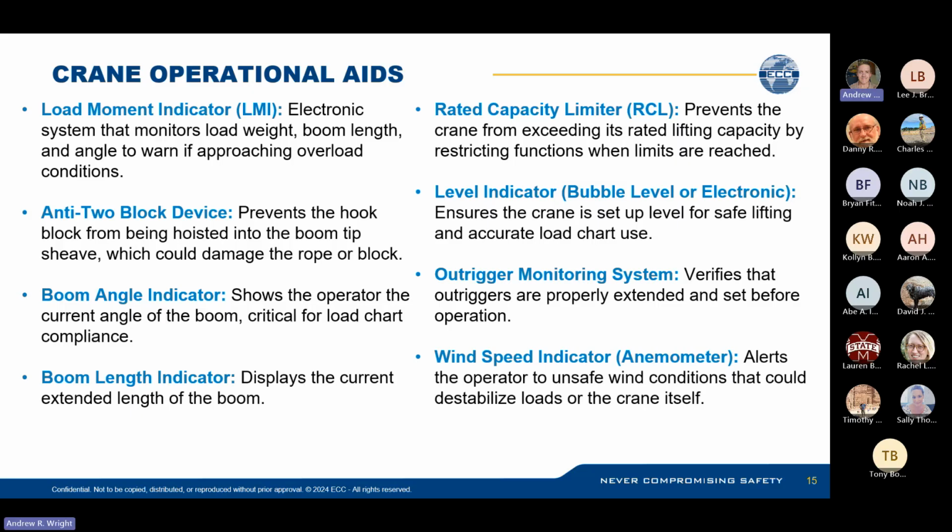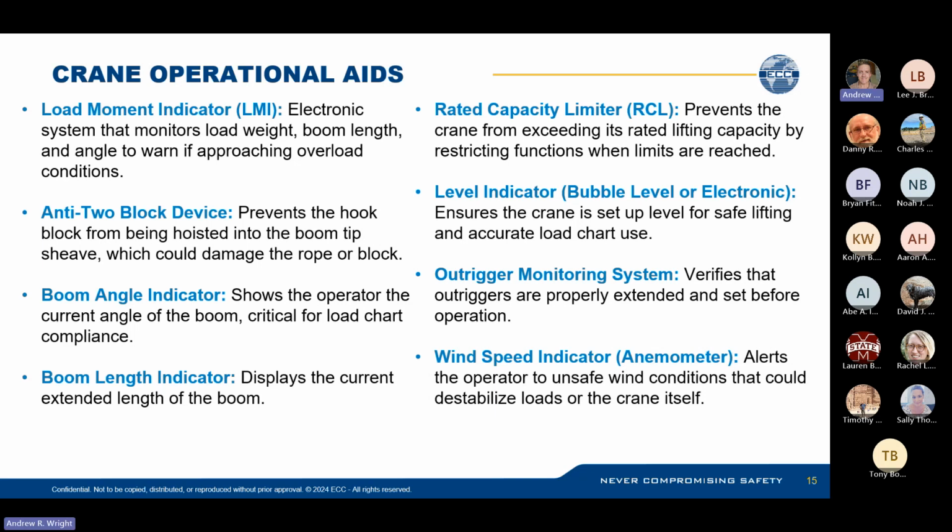The anti-two block device prevents the hook block from being hoisted into the boom tip sheave, which could damage the rope. So basically, it prevents the hook from being pulled up too far towards the tip of the crane to prevent it from being damaged. The boom angle indicator shows the operator the current angle of the boom, and this is critical for load chart compliance.